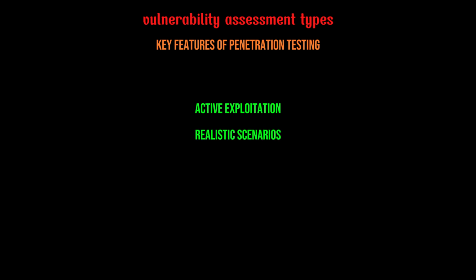Let's see some key features of penetration testing. Active exploitation. Penetration testing involves actively attempting to exploit vulnerabilities in order to determine their impact. Realistic circumstances. Testers replicate real-world assault situations to discover probable entry points and damage levels. Manual and automated testing. Both manual and automatic tools are used to find and exploit vulnerabilities.